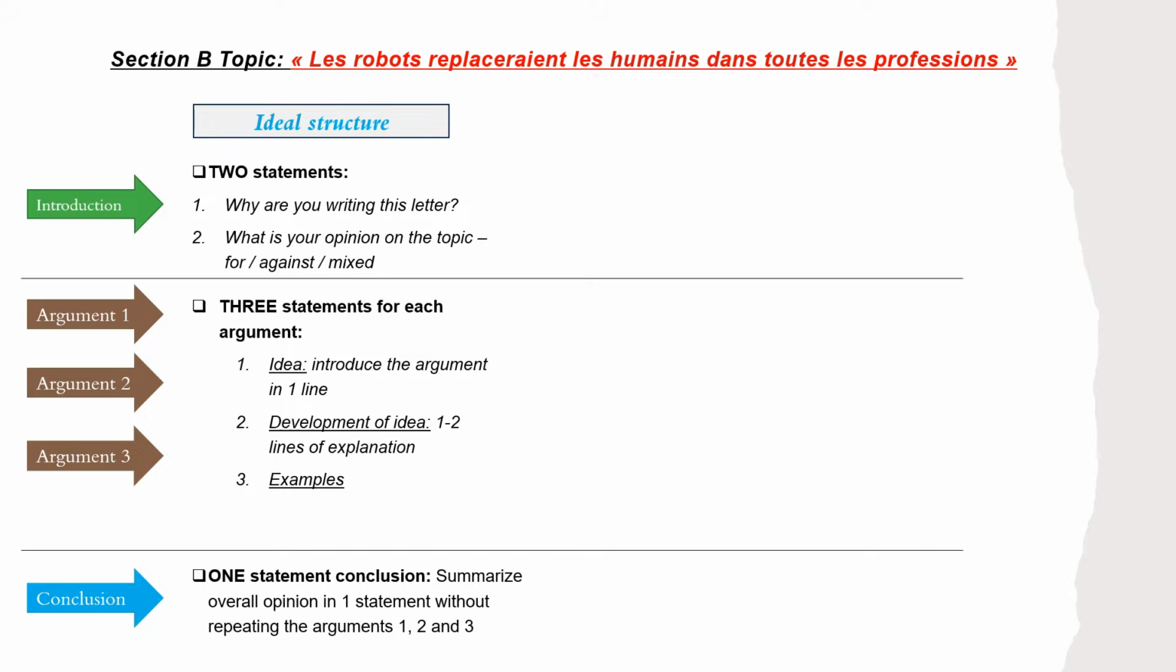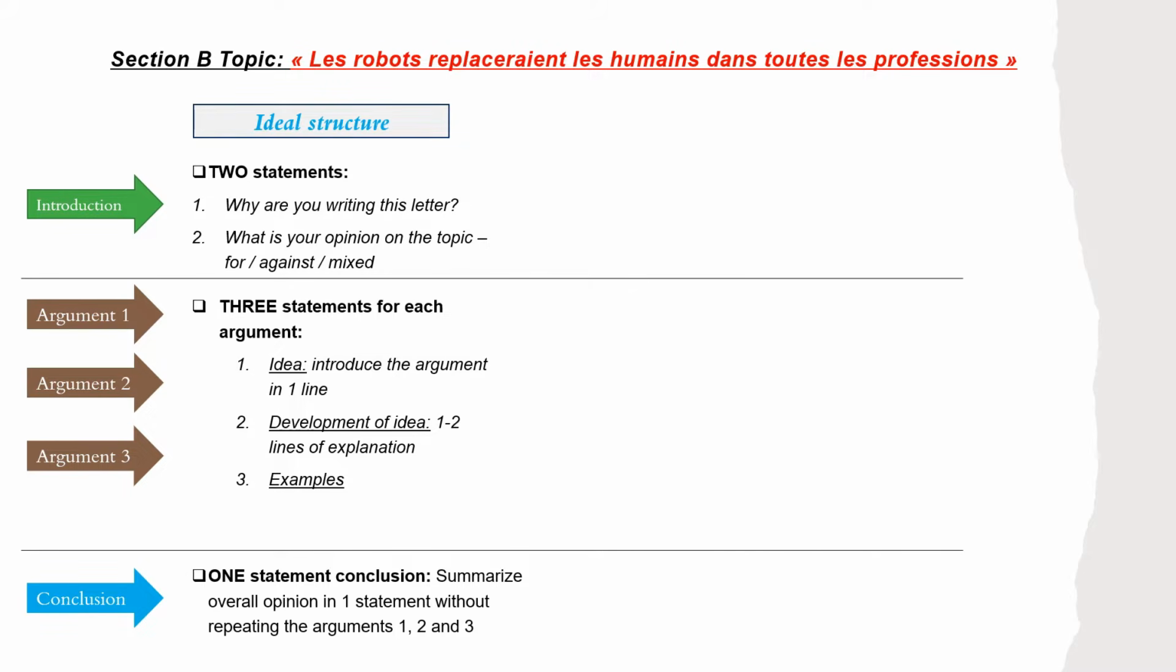So if your argument is that many humans have already been replaced by robots in the past, then this would be your idea. Then your second statement would develop that idea in 1 to 2 lines, and then you would give one supporting example. Your idea should be very concise and should not go beyond 1 line, maybe a maximum of 1.5 lines. And then you have to explain that idea in the next 1 to 2 lines, which is the development of the idea, and then just give one example and that's it.